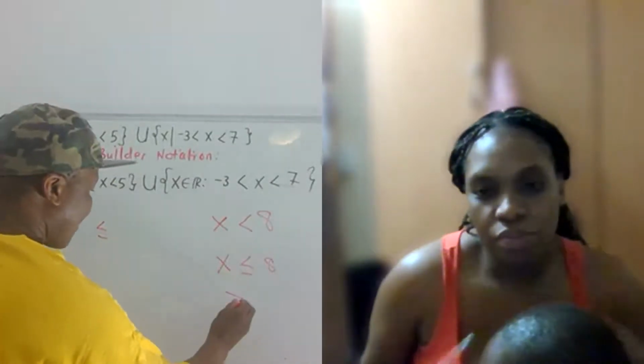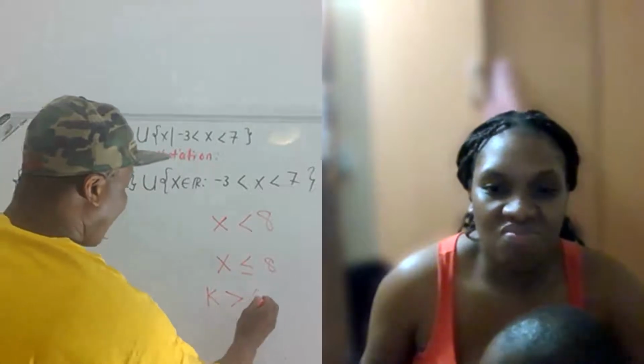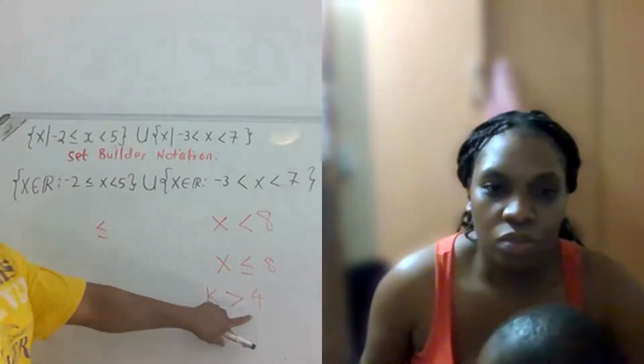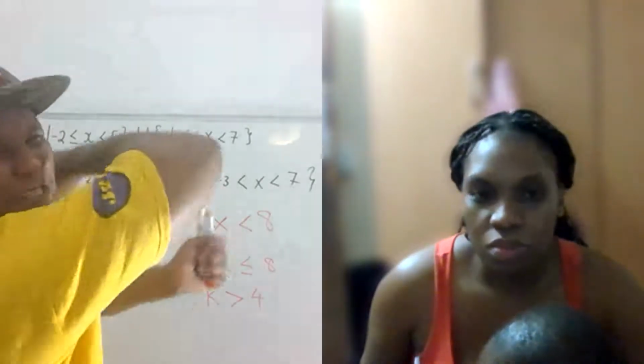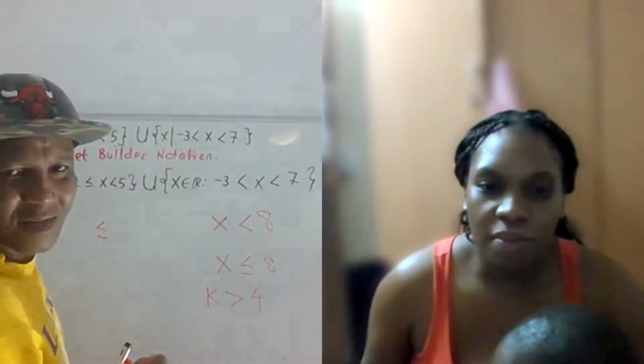But when you change the direction, let's say you say K is greater than 4. In this case, it's going to be bigger than 4. Why? Because you use what? The powerful hand. Okay.